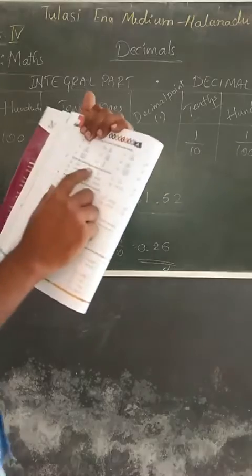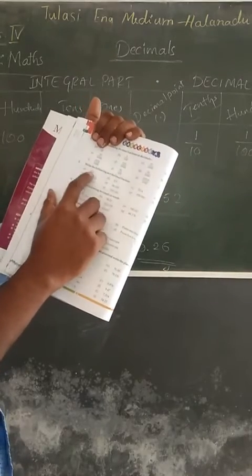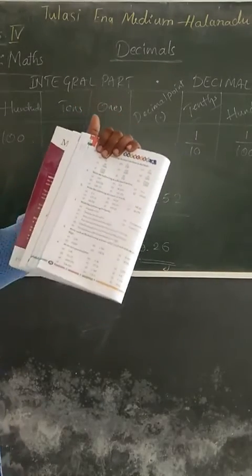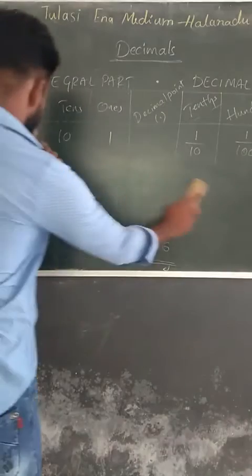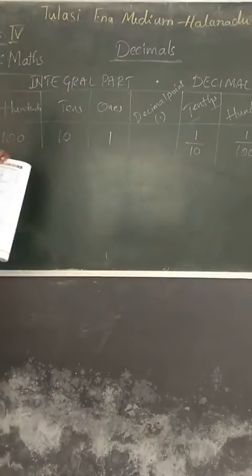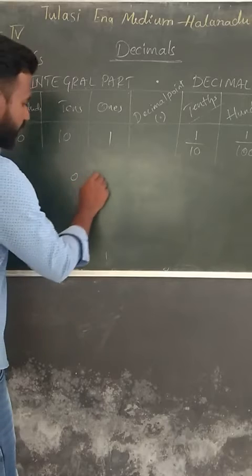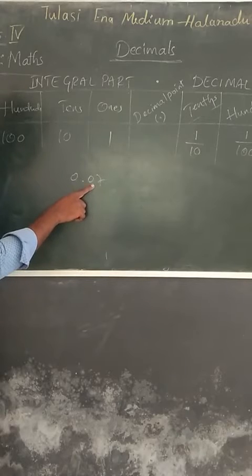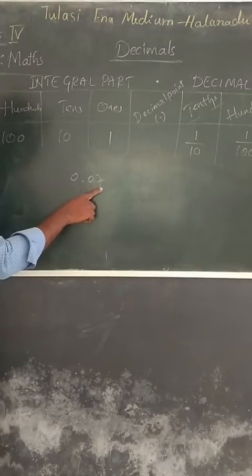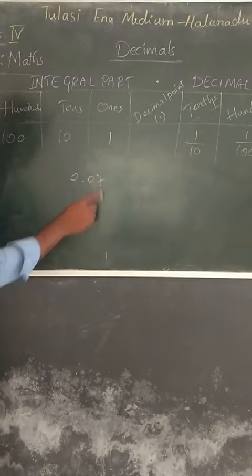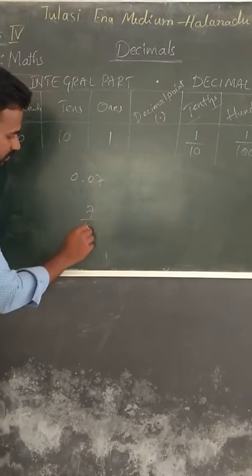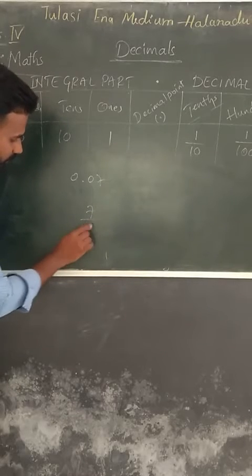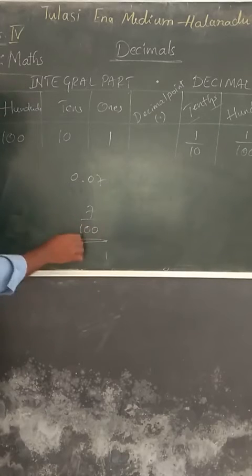Write the following as decimal fractions: 0.07. This is the integral part, this is the 10th place: 0 by 10, 7 by 100. So 7 by 100.